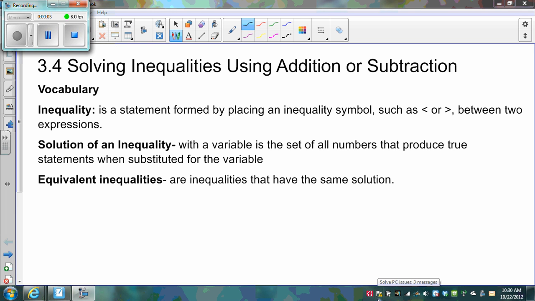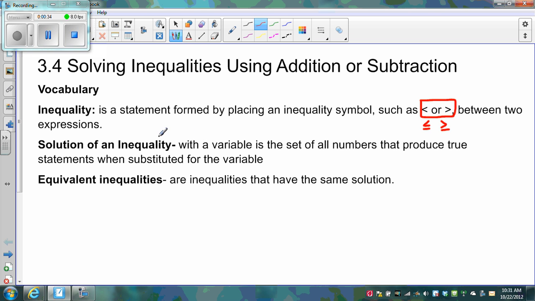This is section 3.4, which is solving inequalities using addition or subtraction. You're going to find this is very similar to our lessons before and what you already know. An inequality is a statement that's formed by placing an inequality symbol, such as less than, greater than, less than or equal to, or greater than or equal to, between expressions.